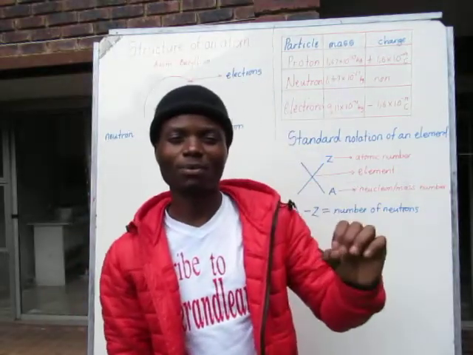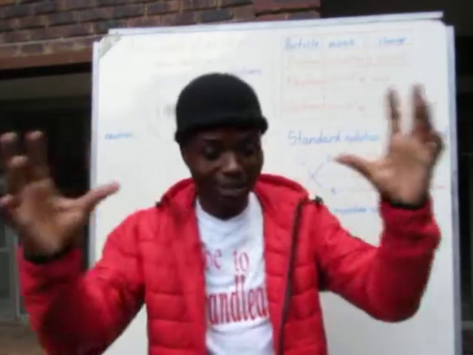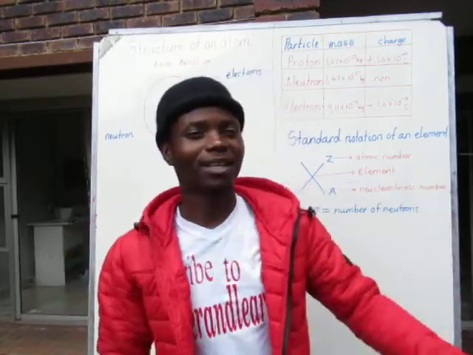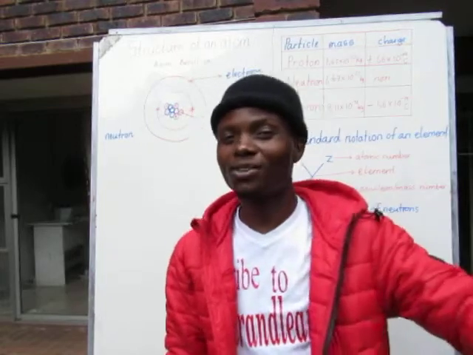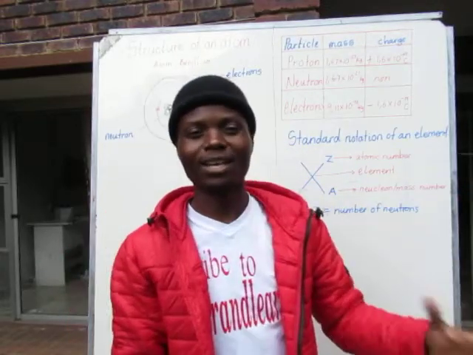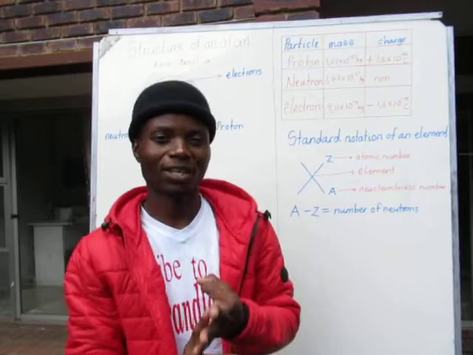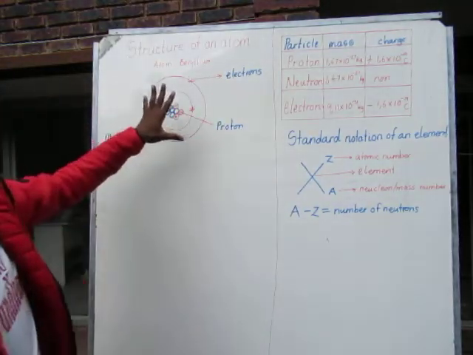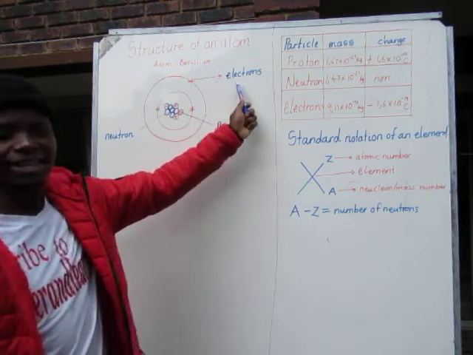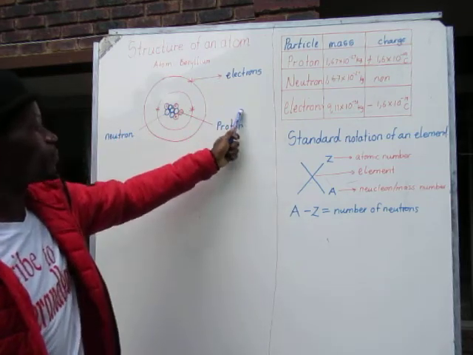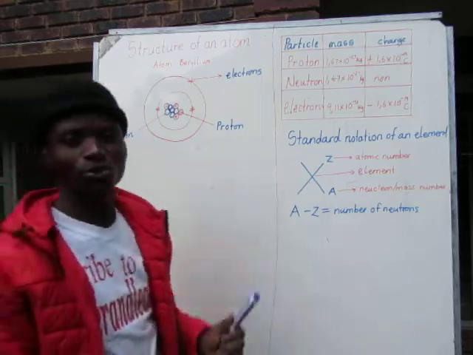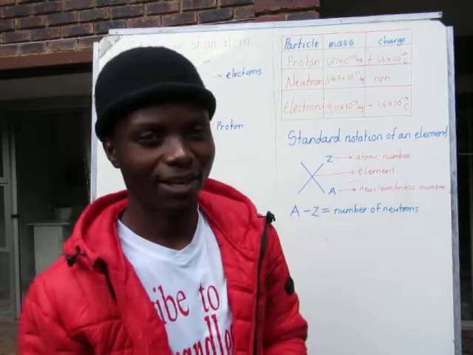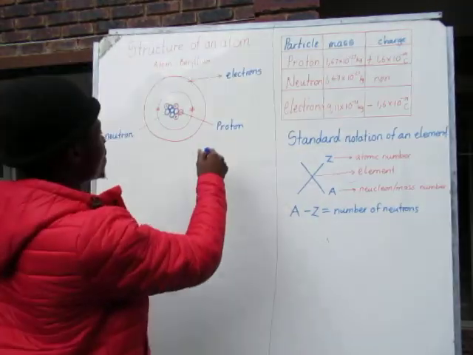Even though they are very small, we can visualize and try to see how they look. So every atom, be it the atom of magnesium, oxygen, hydrogen, or any other you can think of, has 3 subatomic particles. The 3 subatomic particles are the ones that you can see here on the board. So every atom has electrons, protons as well as neutrons. We're going to define these 3 subatomic particles one after the other. Let's start by defining what protons are.